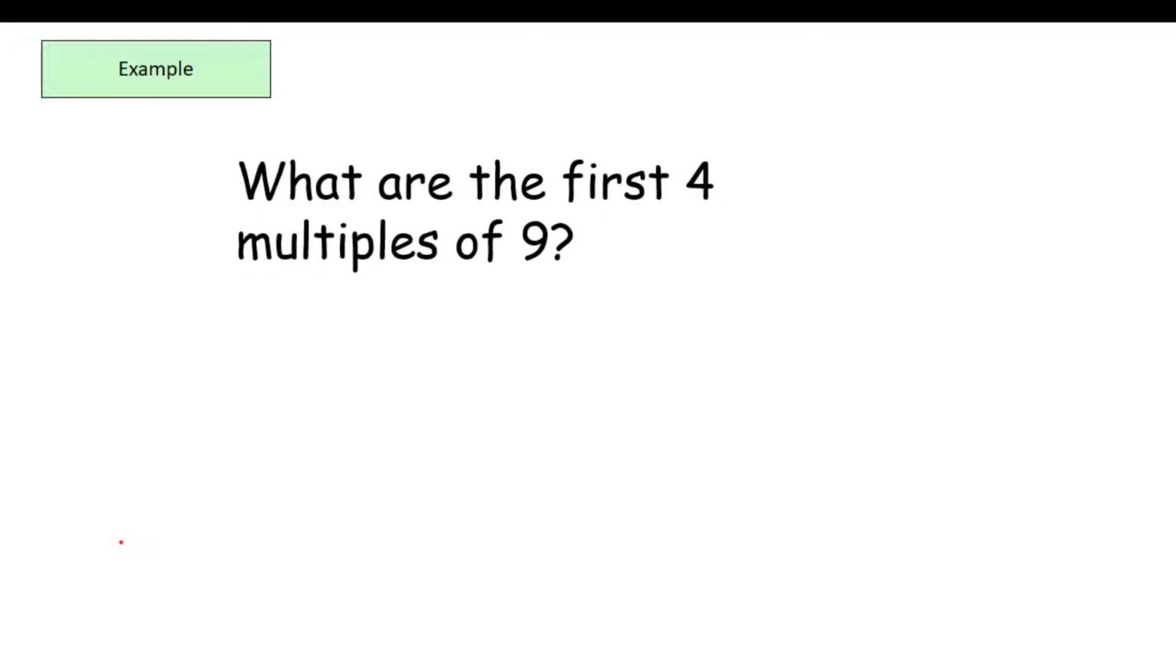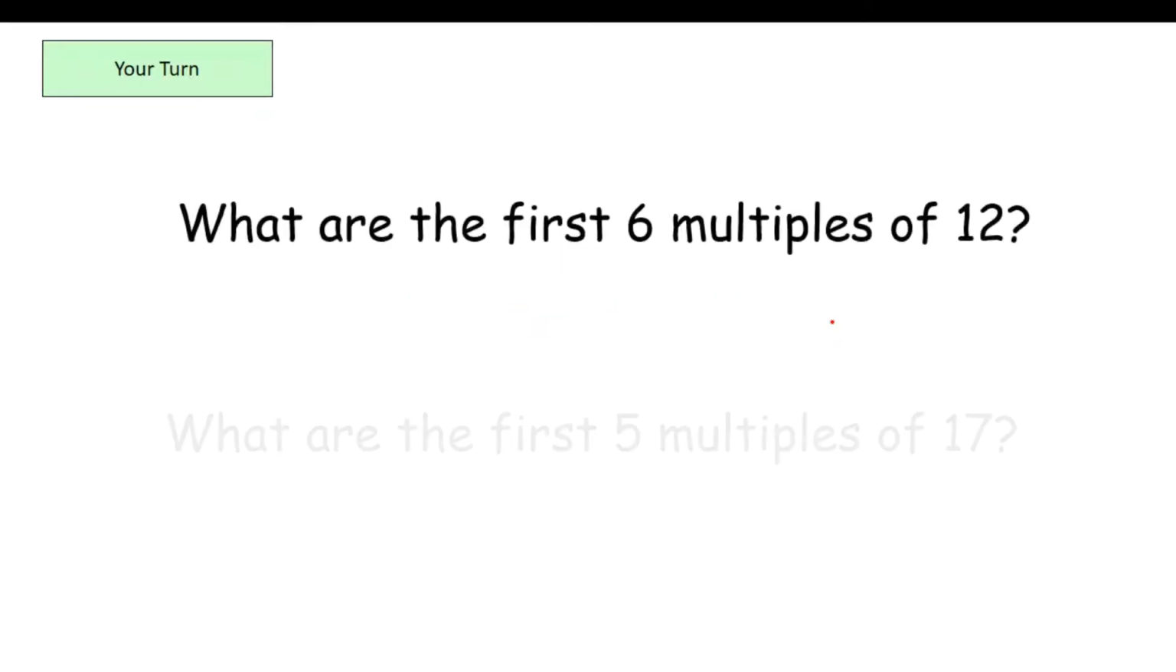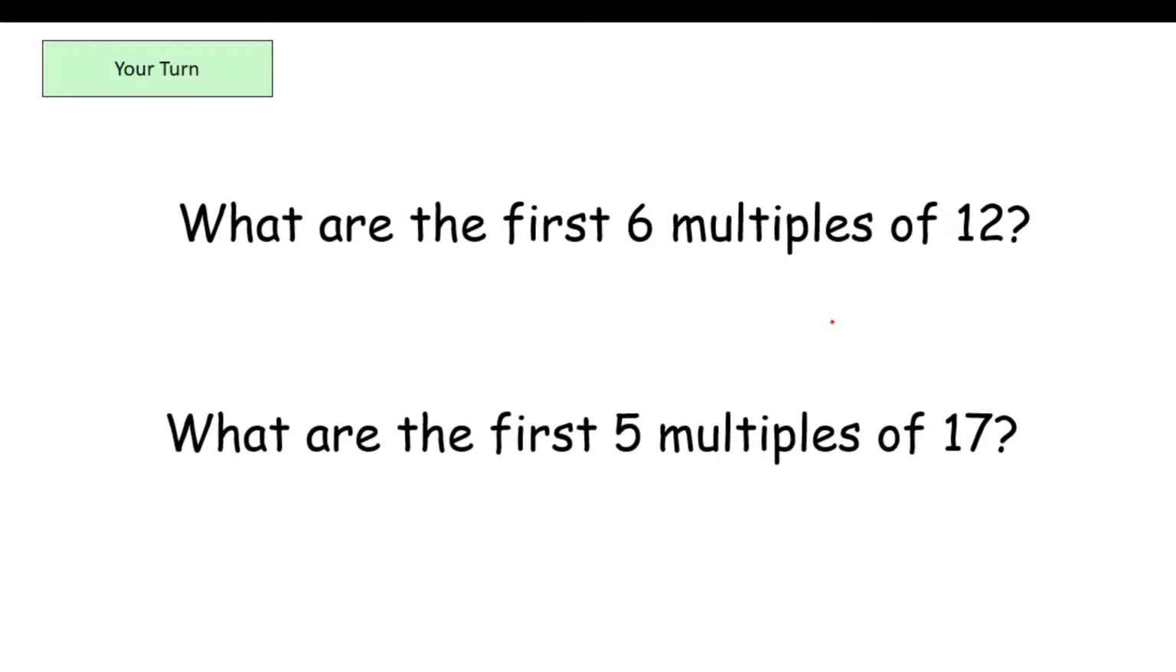So if I said to you, what are the first 4 multiples of 9? They are 9, followed by 18, followed by 27, 36, and so on. Okay. So those are the first 4 multiples of 9. Now you need to try for yourself. Pause the video now and have a go at these.